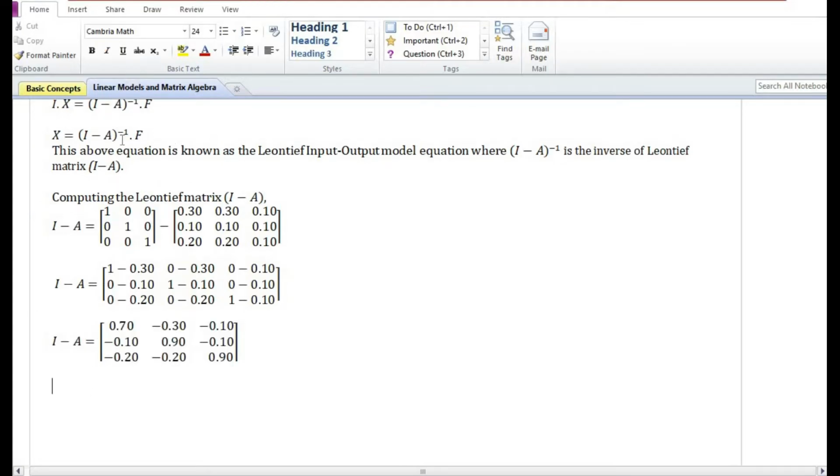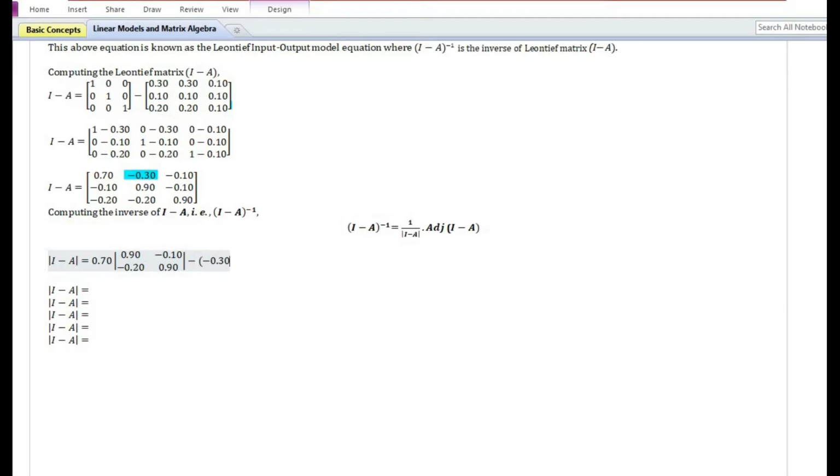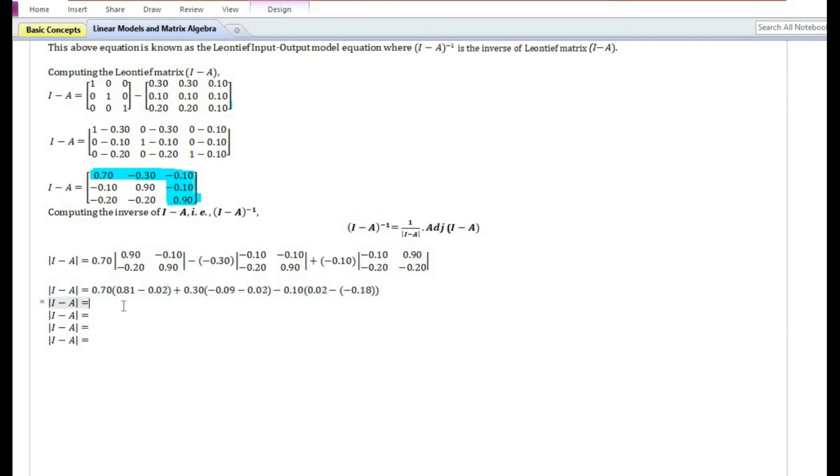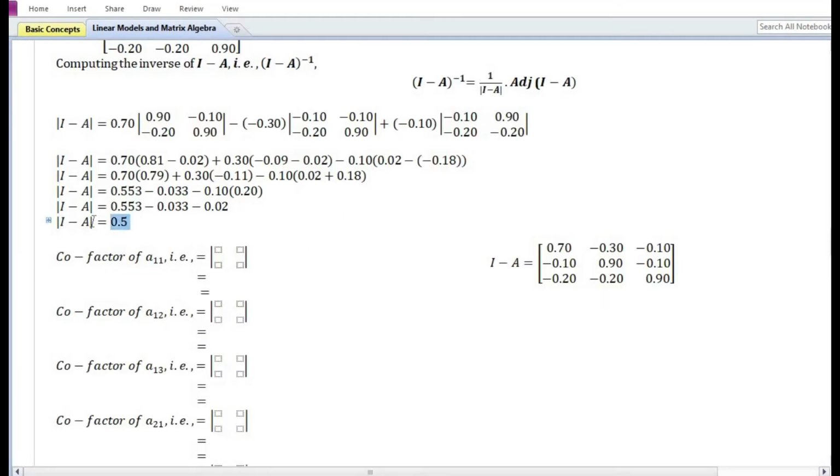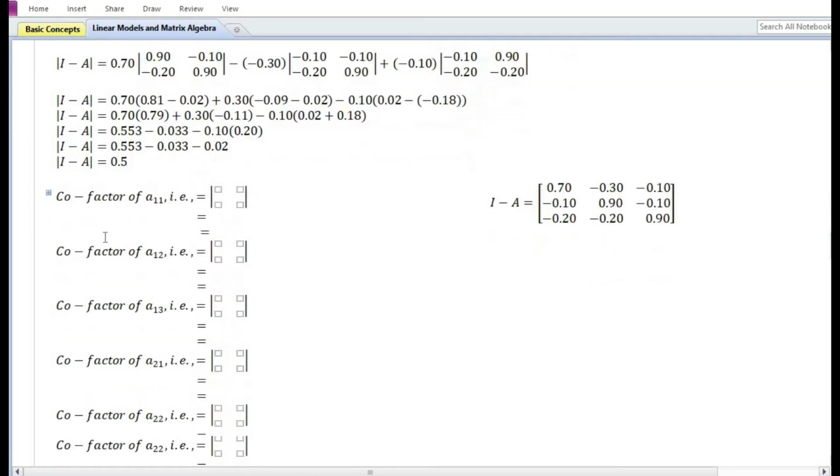Now let us compute the inverse of I minus A. Now the formula for finding the inverse of I minus A is 1 by determinant of I minus A times adjoint of I minus A. Let us find out the determinant of I minus A. Since the determinant of the Leontief matrix I minus A is non-singular, that is, it is not equal to 0, we can now proceed to find the cofactor of each element of the Leontief matrix.